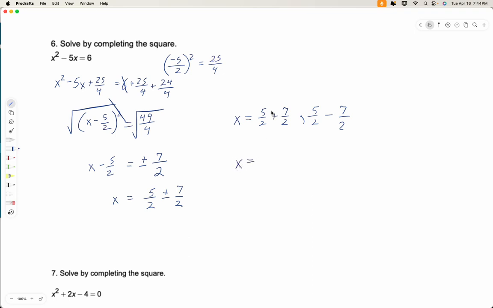So that would be 5 plus 7, which is 12, divided by 2, which is 6. 5 minus 7 is negative 2, divided by 2 would be negative 1. So these are your possible roots.